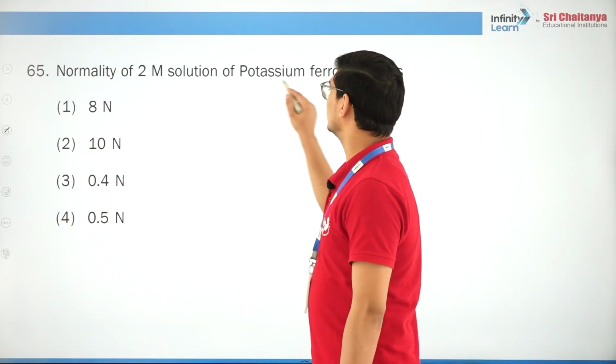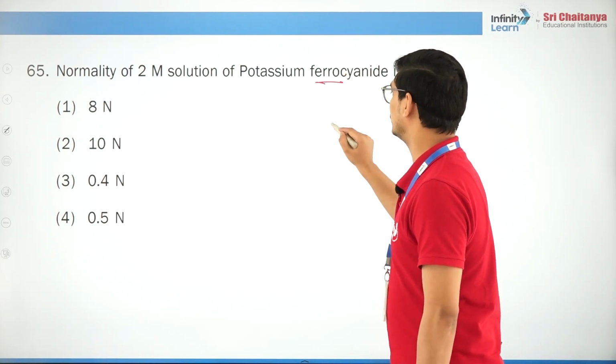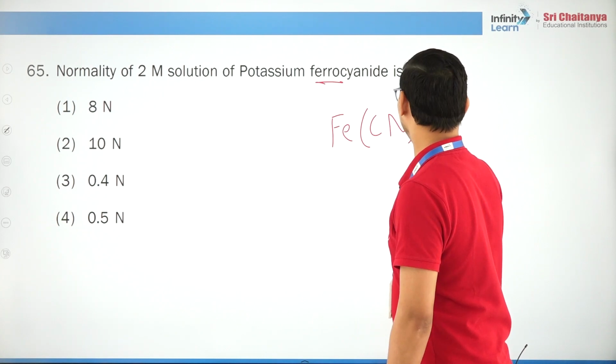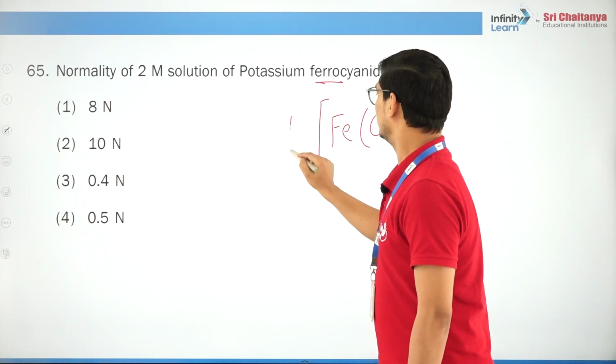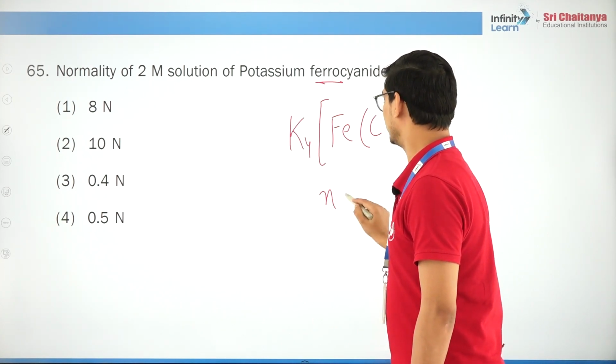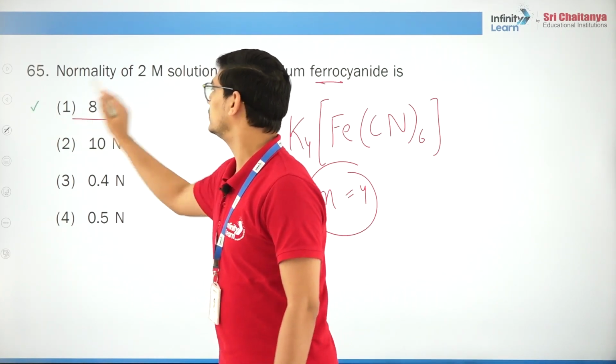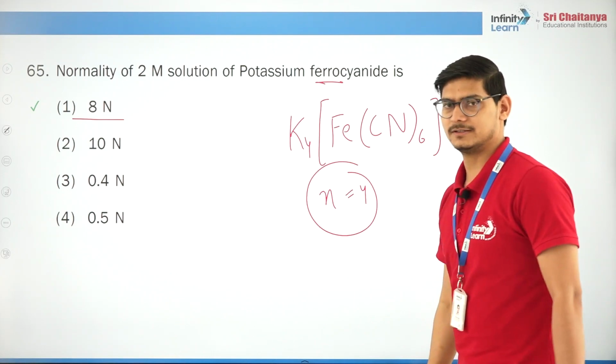Okay, guys. Normality of 2 molar solution of potassium ferrocyanide. Ferro is Fe2 plus, so it will be 4 minus, right? So the N factor of this salt is 4. So basically normality will be 8, molarity multiplied by N factor. Clear?